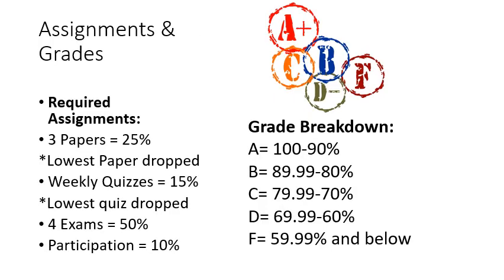So assignments and grades, you can see here that you have 3 papers that are worth 25% of your entire grade. The lowest paper is going to be dropped. So that means that the 2 papers that are counted will each make up 12.5% of your final grade. You're going to have weekly quizzes. These are worth 15% of your grade, and also the lowest quiz grade is dropped. We have about 6 quizzes so that there's 5, so each one is worth about 3% of your grade.